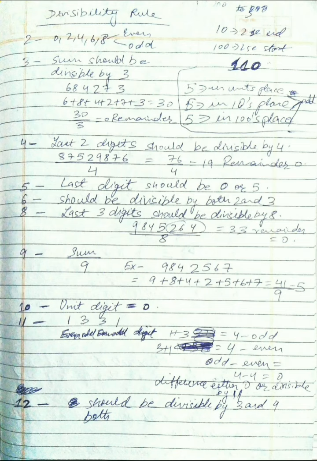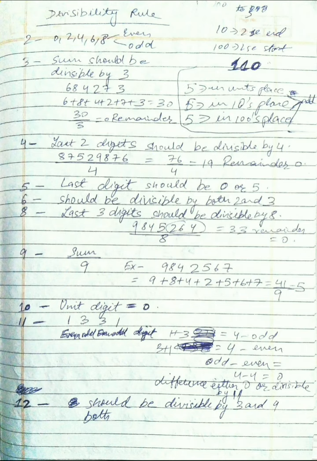Now we will check the divisibility rule by 9. In case of 9, we have to add all the digits. That is, if the number is 9842567, we add all these digits: 9 plus 8 plus 4 plus 2 plus 5 plus 6 plus 7, which is 41. Then we check 41 by 9, and the remainder is 5. So the number is not divisible by 9, because the remainder is 5.